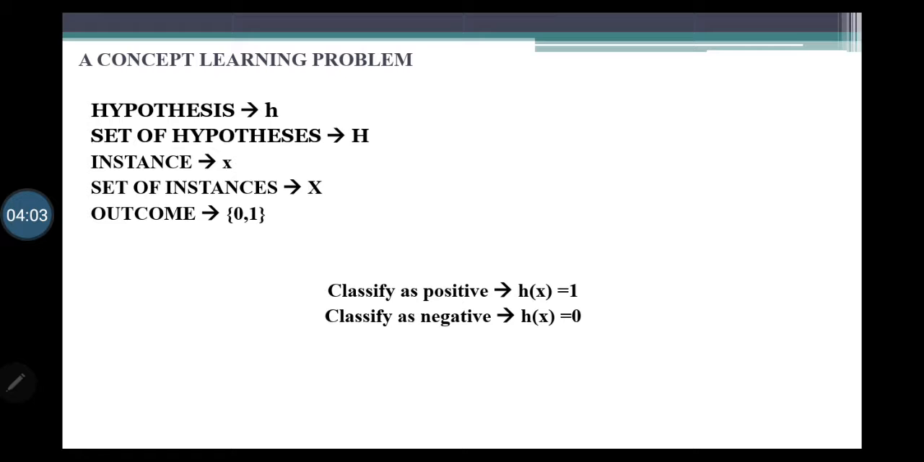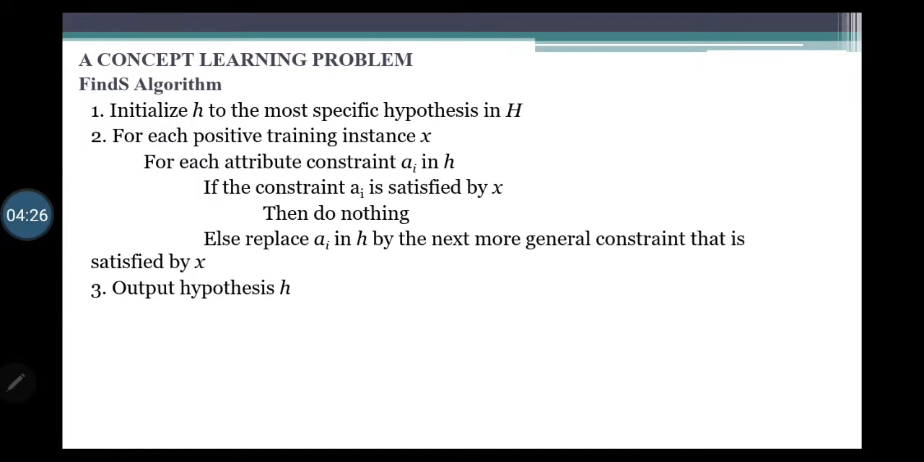In case the given test instance is consistent with the hypothesis, the function returns 1 as the value, which means that the classification is positive. So if we have a positive classification, it means that h of x is equal to 1. If we have a negative classification, that means h of x was assigned the 0 value after processing or comparisons.